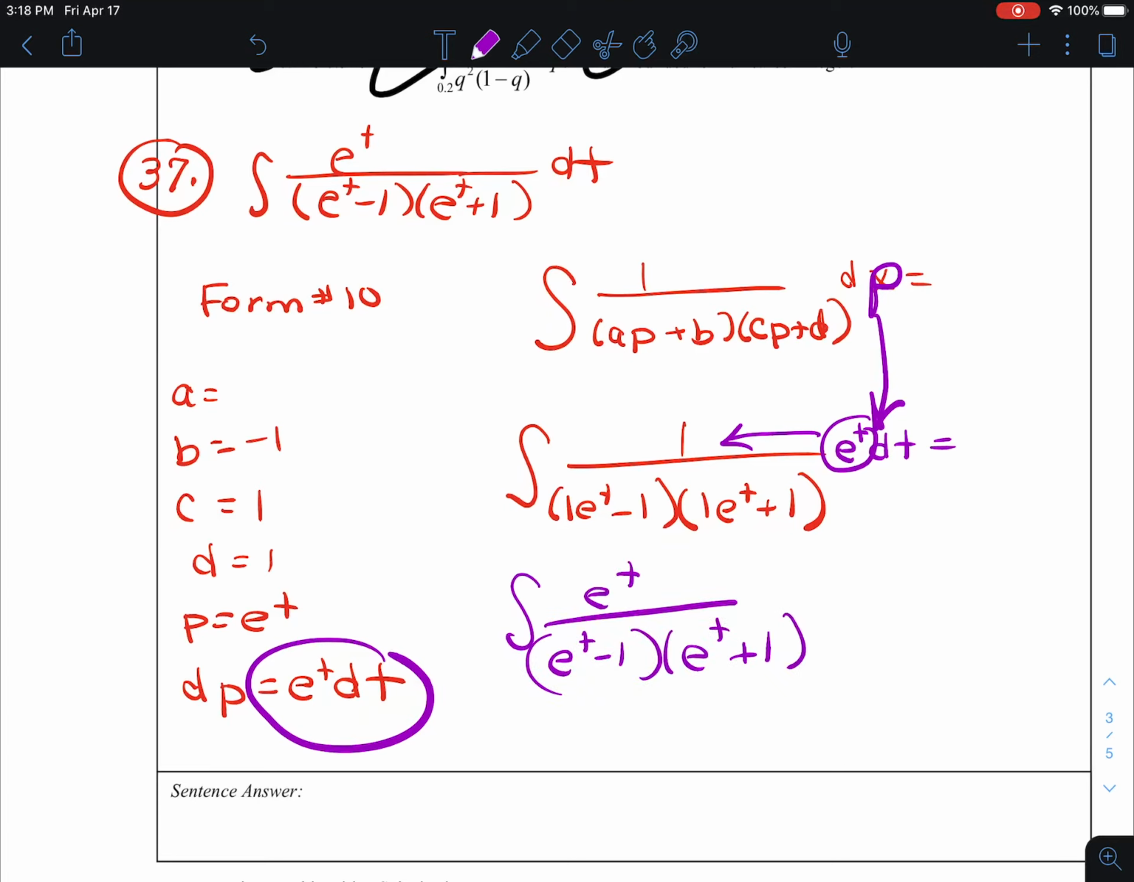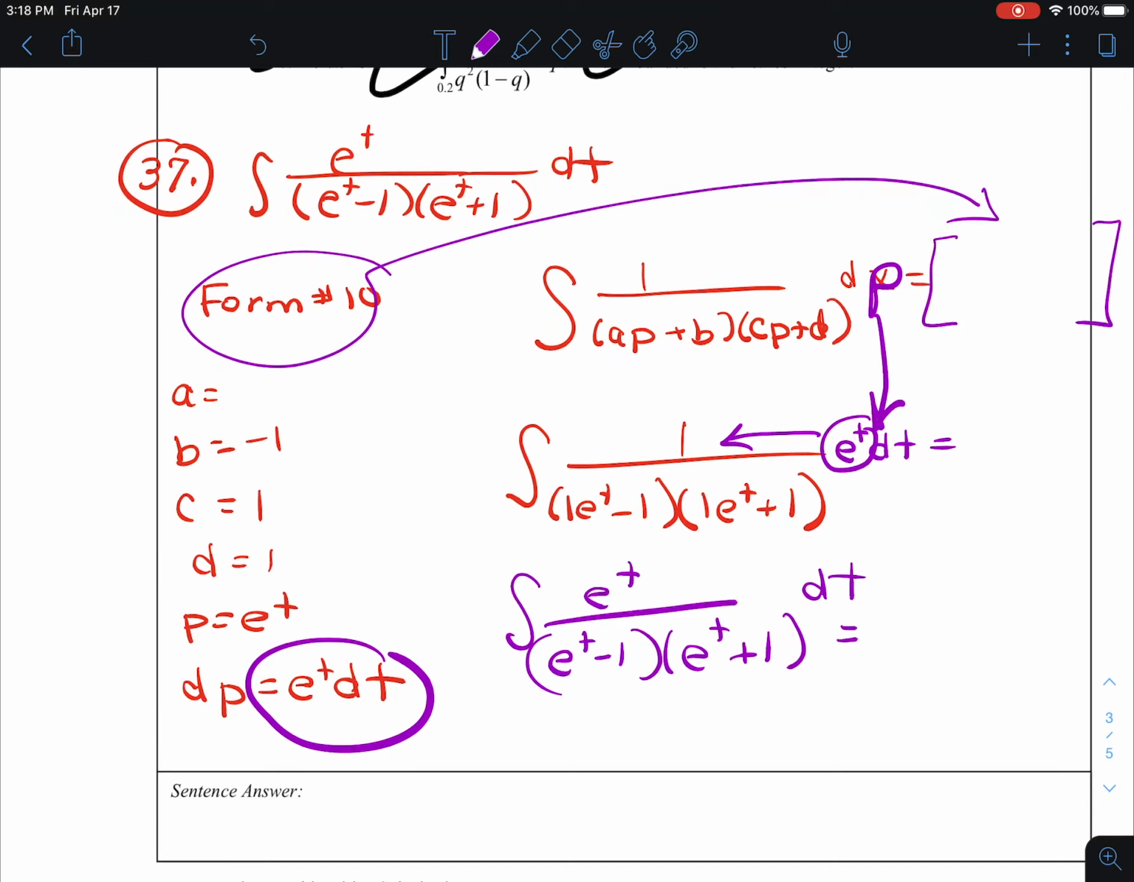Had I chosen formula 11, I would have already put an e to the t there, I would have had another one here, and then I would have had this issue of this being an e to the 2t. I think that's probably enough of a push that you could go back to formula 10, fill in the variables, and make all these substitutions on the right side.